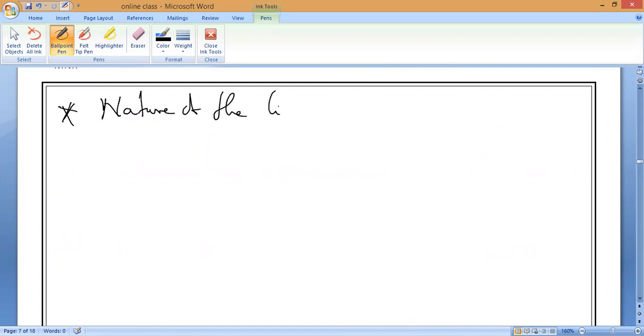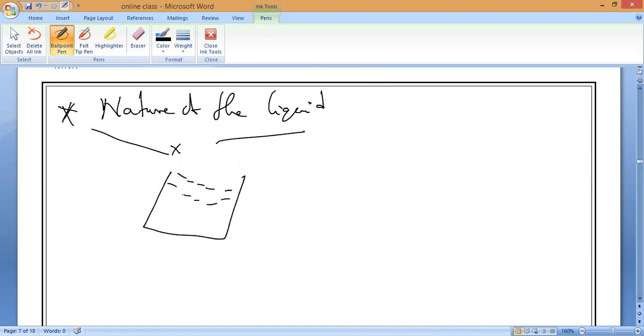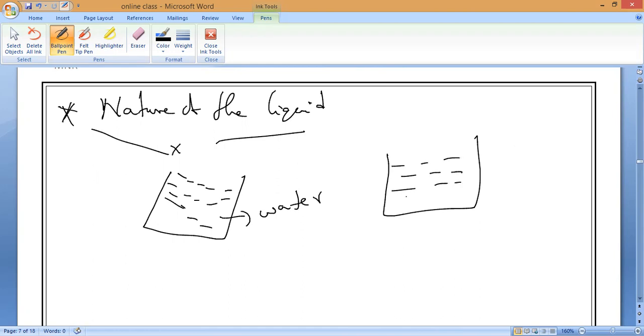Nature of the liquid. Now, for example, observe very carefully. Let me take one beaker with water. This is water. Now I have taken another beaker which has been filled with alcohol, or we can take petrol.